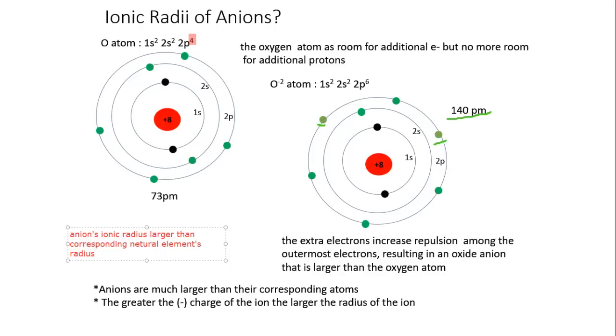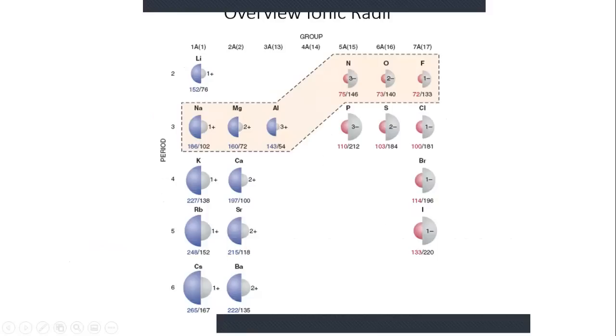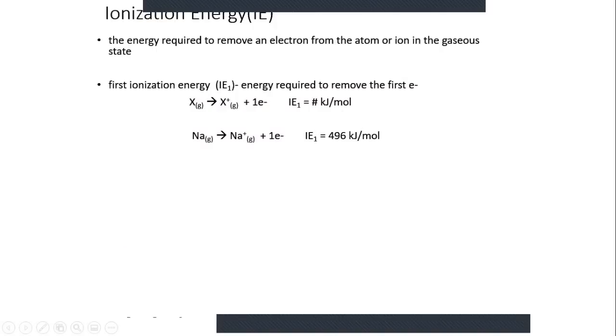So cations are smaller than their neutral counterparts because there's less repulsion. Anions are larger than their neutral counterparts because there's more electron-electron repulsion, pushing the electrons further out. So this is just an overview. You see magnesium 2 plus is going to be smaller than magnesium. Sodium plus is smaller than sodium. Generally, the larger the positive charge, the smaller the radius. The greater the negative charge, the larger the anionic radius.